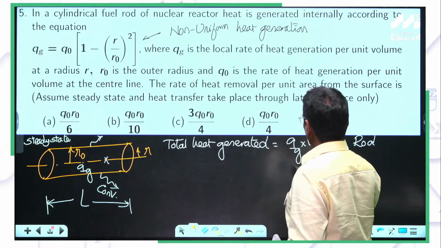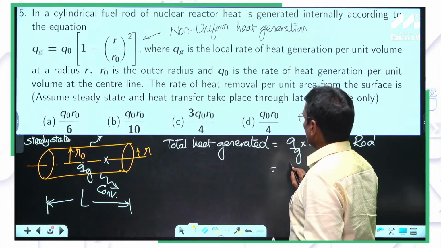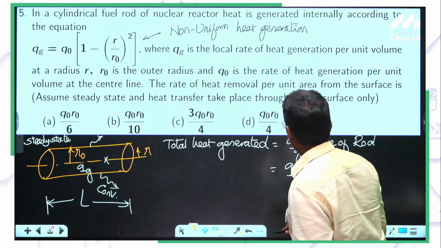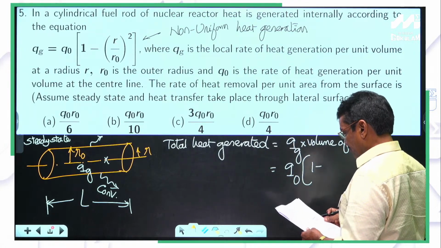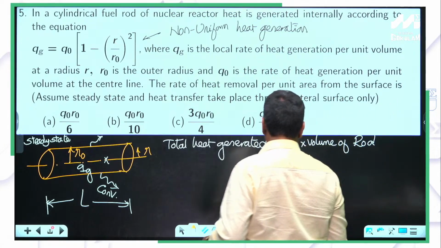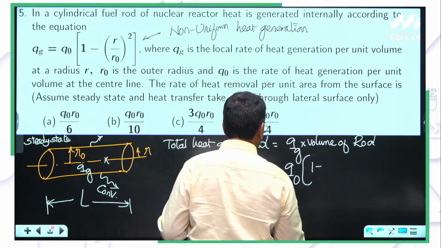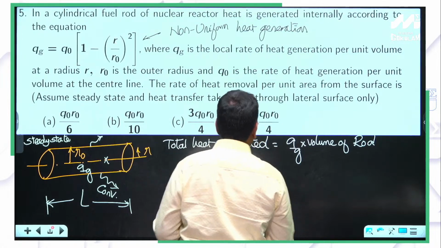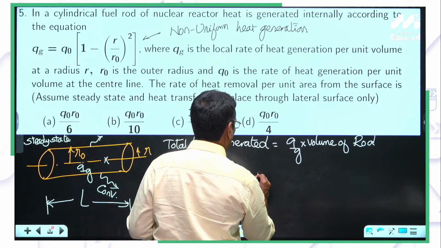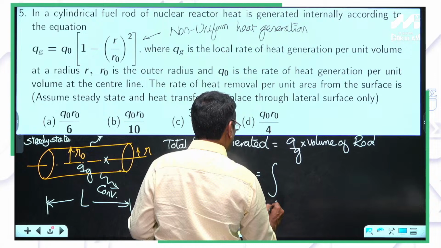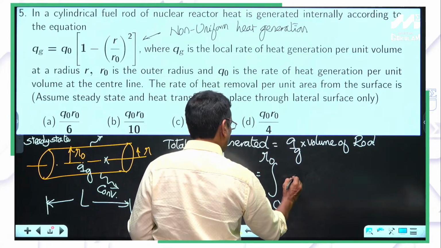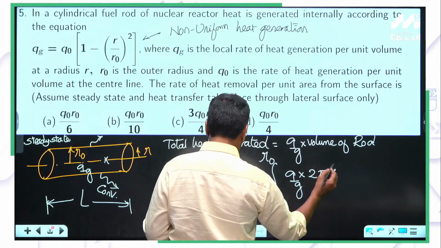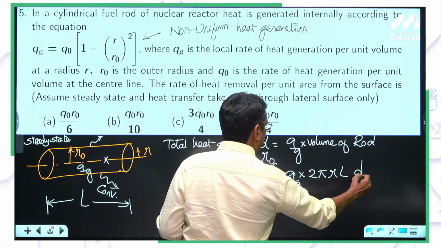Qg into volume of that. What is that Qg? Q naught into 1 minus, integral 0 to R naught, Qg into 2 pi R L dr.